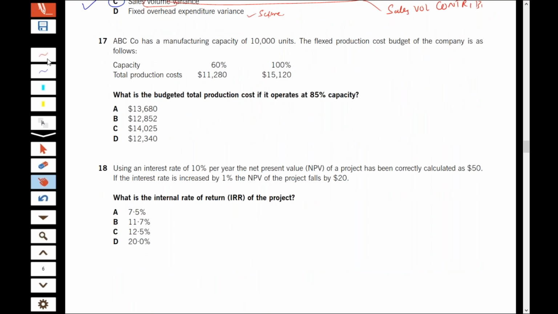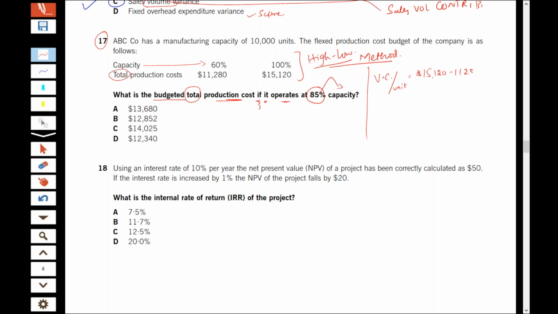Okay. Now moving to the next question, number 17. Question 17 is asking what is the budgeted total production cost if it operates at 85% of the capacity? I'm having two capacities and total production cost. It is giving me the hint of the high-low method. Now in the high-low method, you take the variable cost per unit, and you take the difference of cost, 15120 minus 11280, divided by 160, and that is the variable cost per percentage.